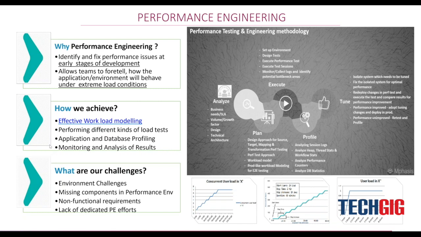Next is profiling. This profiling phase is the second part of performance testing. Profiling is used to find the bottleneck in the application by doing analysis. It helps in optimizing the code by providing granular data for a process, methods, sequence, etc. During the profiling phase, we analyze the session logs, the heap, the thread dump, and also the workflow statistics. We also analyze the client and server performance metrics like utilization, GC, queue depth, and DB statistics. So these are the things that we do in the profiling phase.